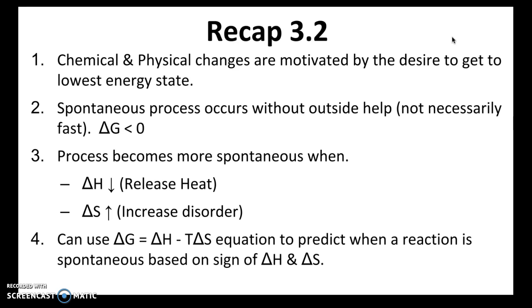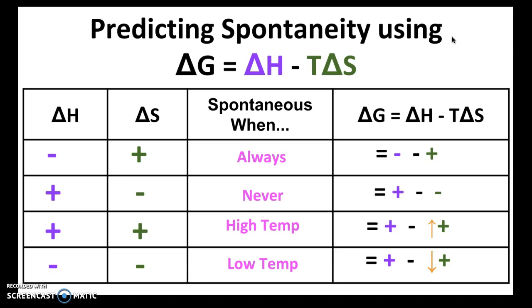We also learned that we can use the equation delta G equals delta H minus T delta S to predict when a reaction is spontaneous based on the sign of delta H and delta S. And here's the work for that. Remember that in some cases, the reaction is always spontaneous. In some cases, it will never be spontaneous. In some cases, it's spontaneous at high or low temperatures. And all of that depends on the sign of delta H and delta S.